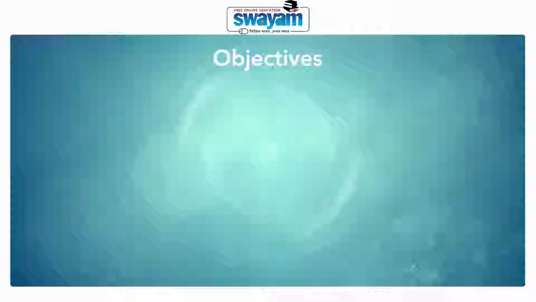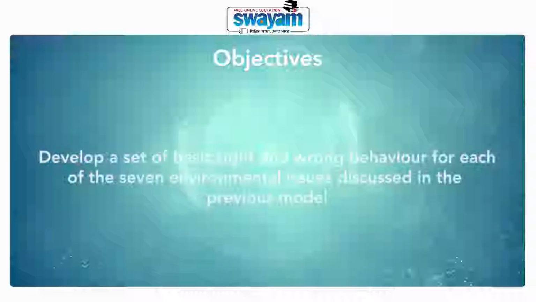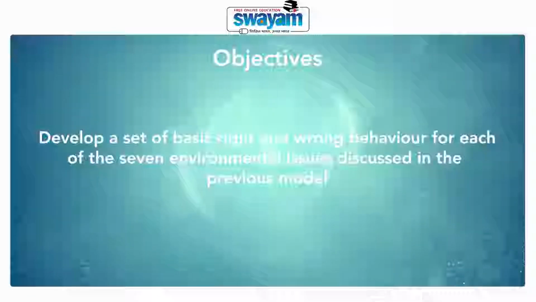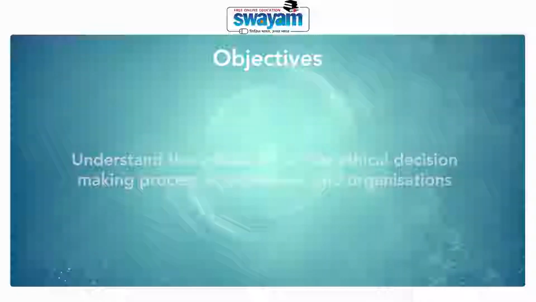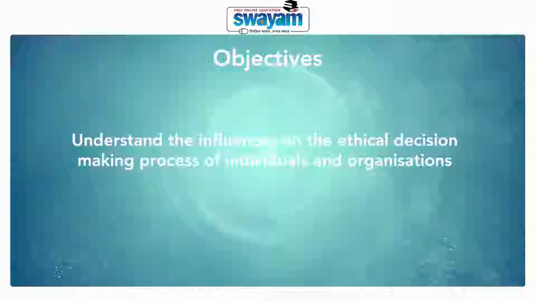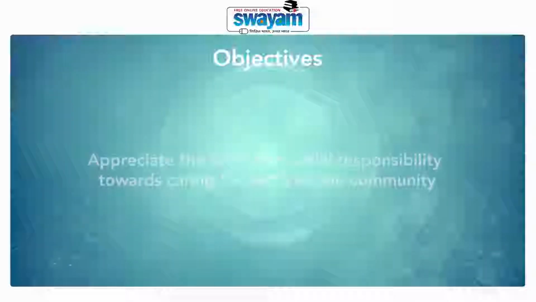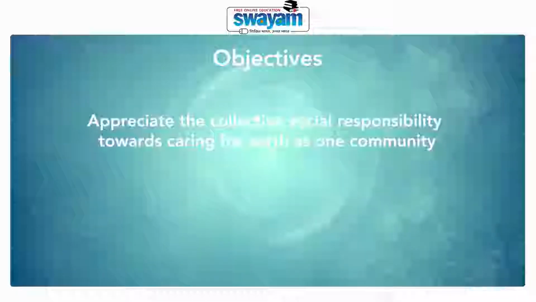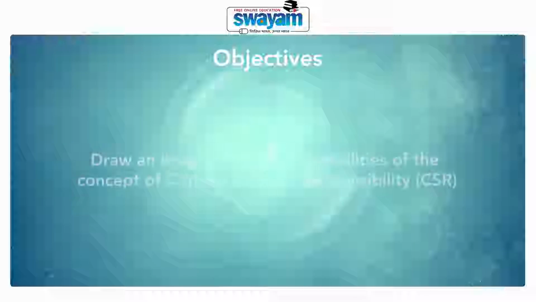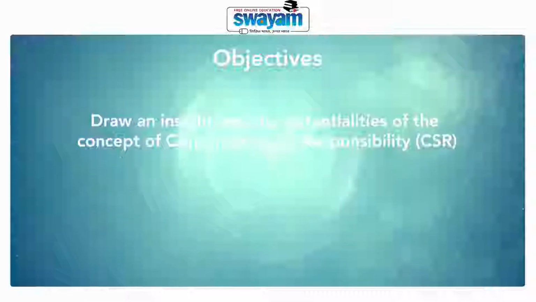The learning objectives of this module are to define the ethics and social responsibility towards environment, to develop a set of basic right and wrong behavior for each of the 7 environmental issues discussed in the previous module, to understand the influences on the ethical decision making process of individuals and organizations, to appreciate the collective social responsibility towards caring for Earth as one community, to draw an insight into the potentialities of the concept of corporate social responsibility.